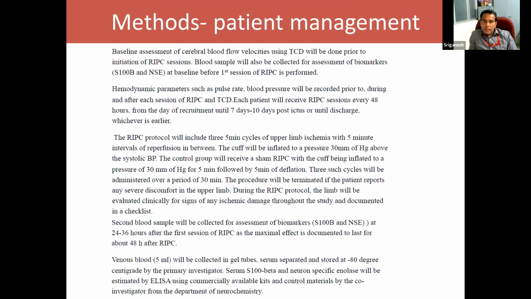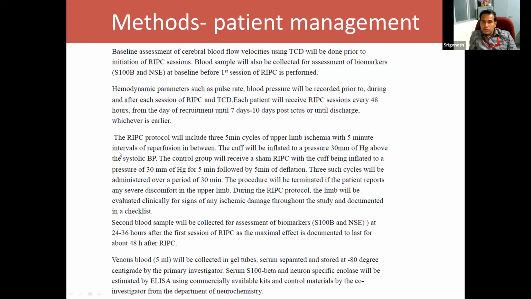Then patient management. Again, patient management has to be clearly defined. How are you going to assess the cerebral blood flow velocity? At what time points? When will the blood sample be collected? How are the hemodynamic parameters collected? What are the parameters that you're going to collect? And your study intervention should be in detail.